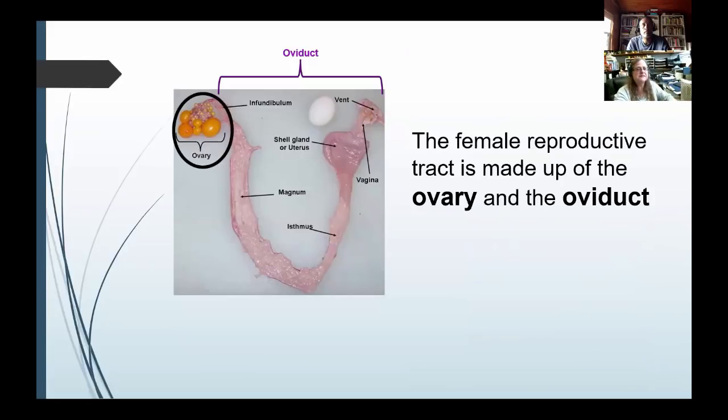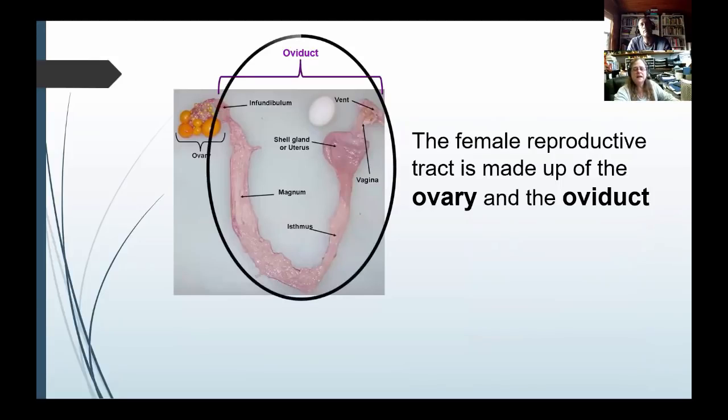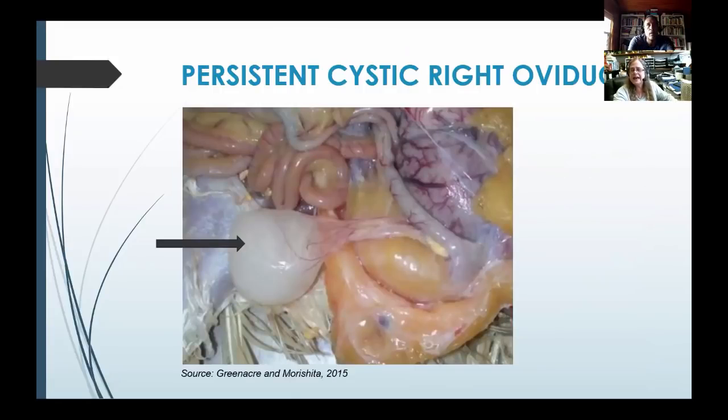So the female reproductive system is made up of two main parts, the ovary and the oviduct. Unlike mammals that have two ovaries, poultry have only one ovary, the left one. The right one typically atrophies after hatch. Although it is rare, you can find a chicken with two, but as I said, it's very rare.